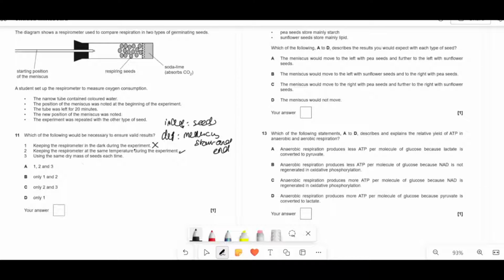And then it says using the same dry mass of seeds each time. Well, you should do that, because if we have more or less, then that can screw up this movement, and it can also screw up the amount of respiration happening as well. So 11 has to be 2 and 3, which is C.